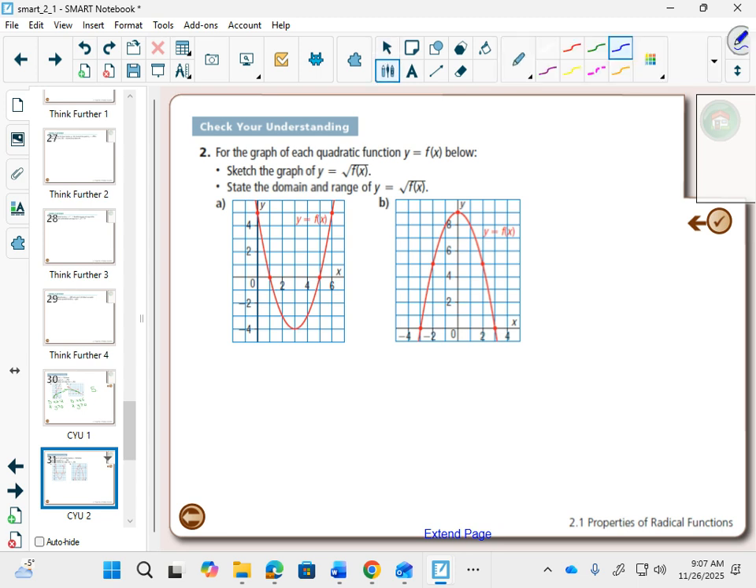Okay, so first, we're going to look for y values that are 0. Here we have one. Here we have one. And y values that are 1. Because when you square root 0 and you square root 1, those stay exactly the same.